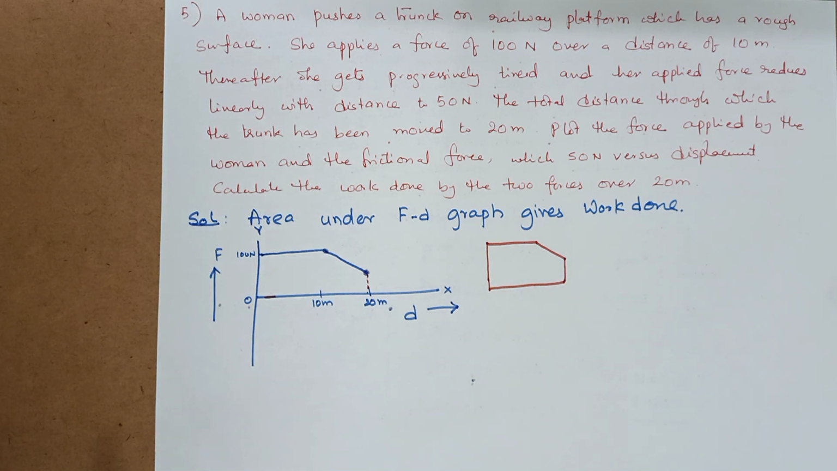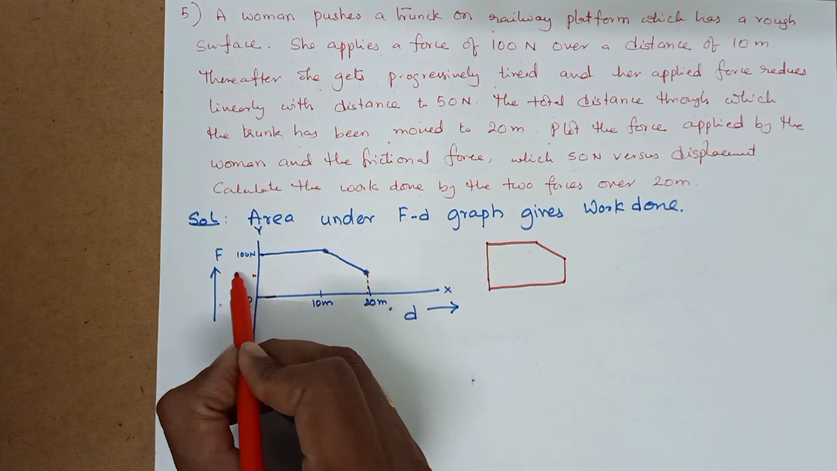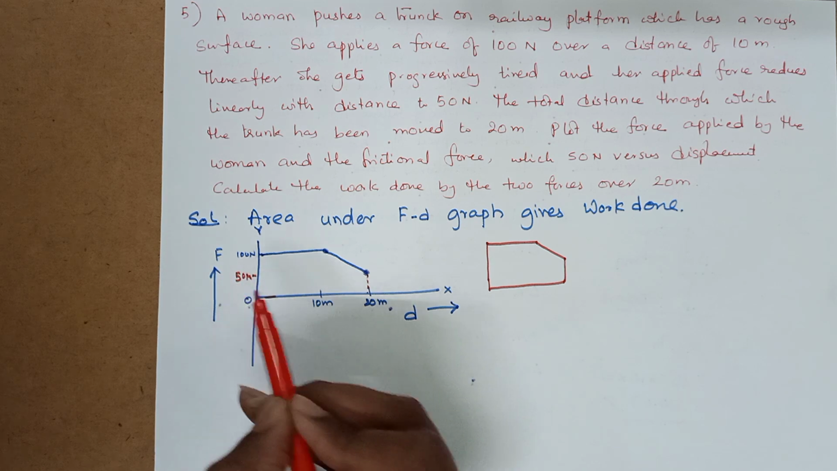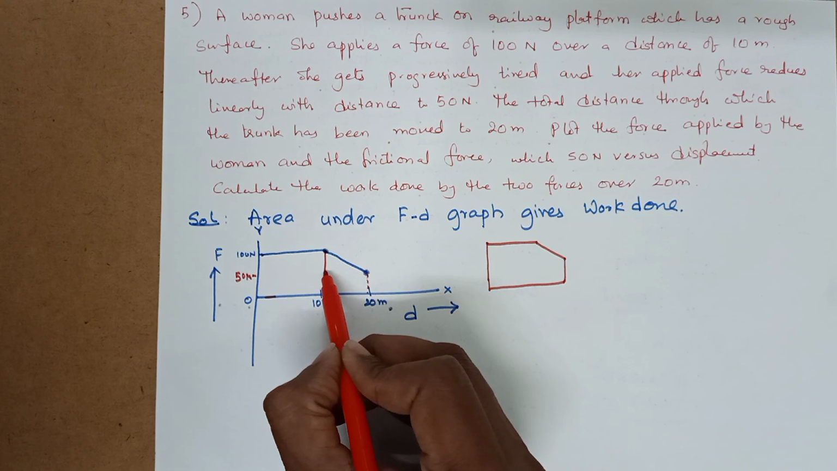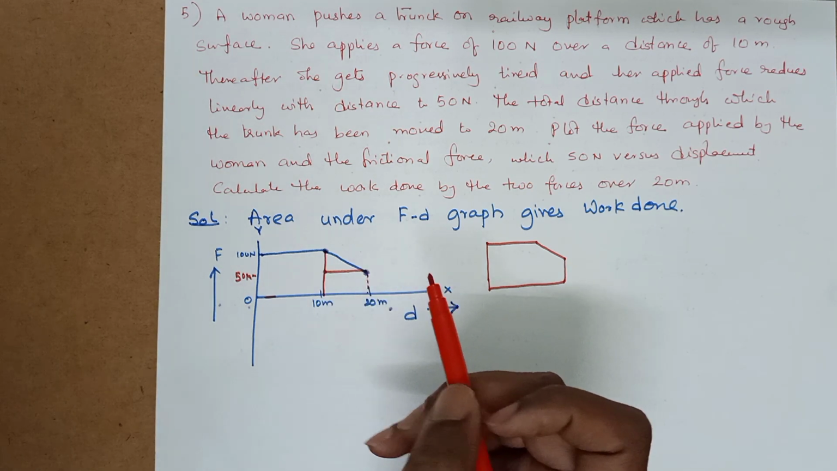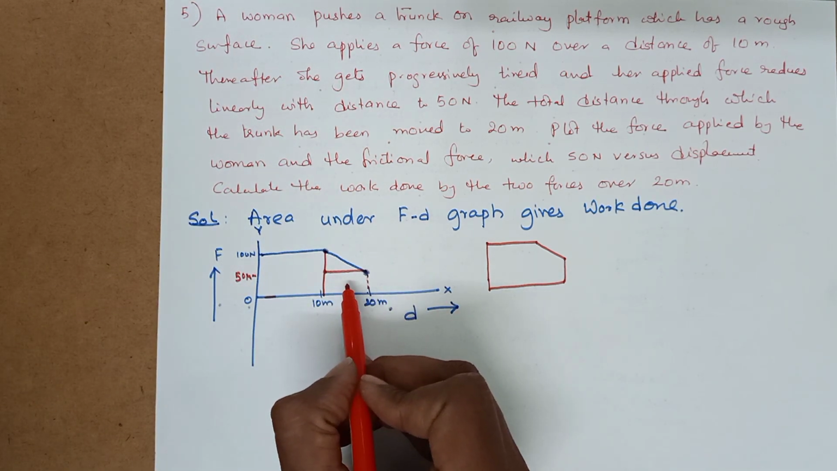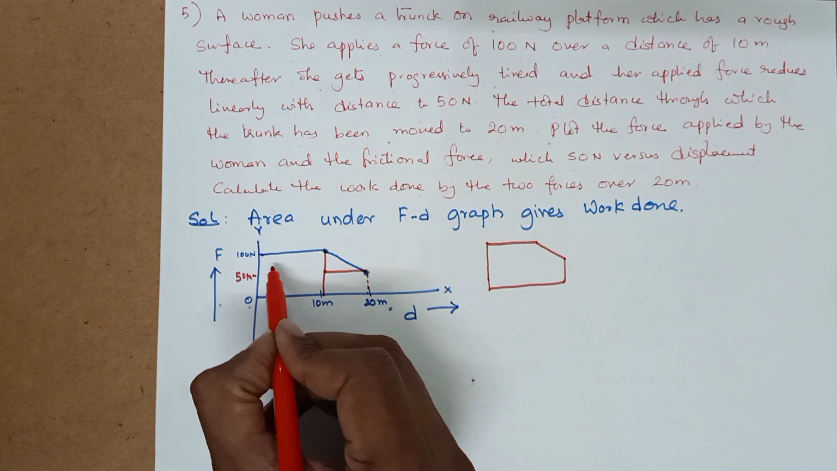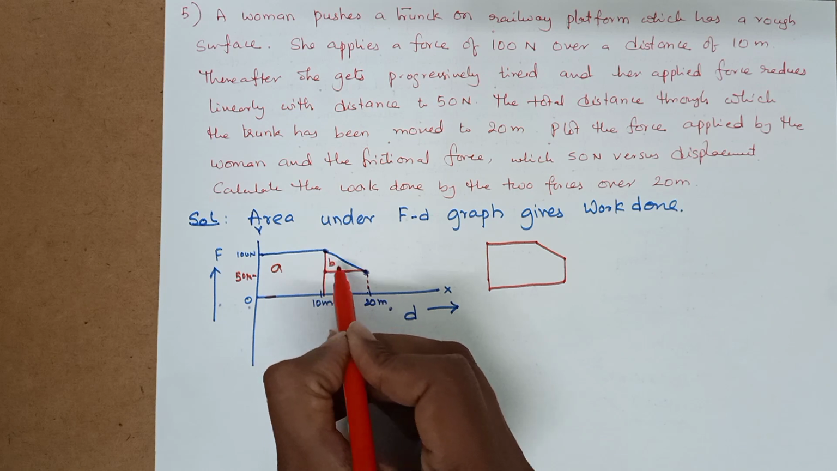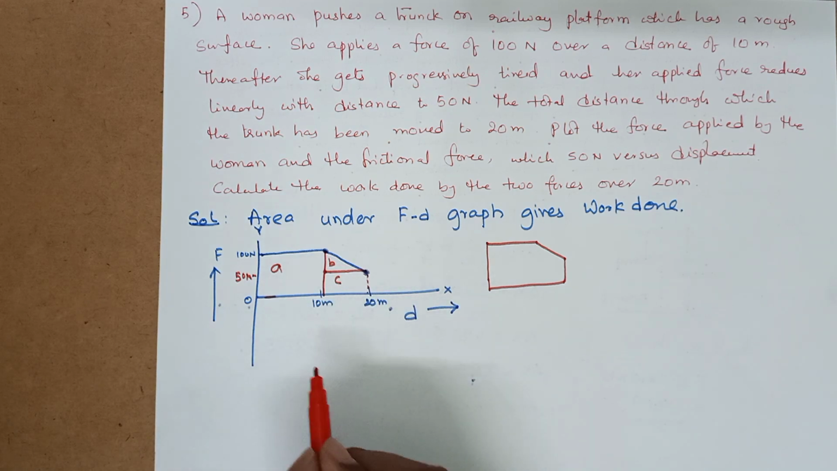So directly finding the area is not possible. We need to divide it into segments. What is this? This is 50 newtons. So we need to categorize it into known shapes. This is a rectangle and a rectangle, and a right angle triangle. This is A, B, C.